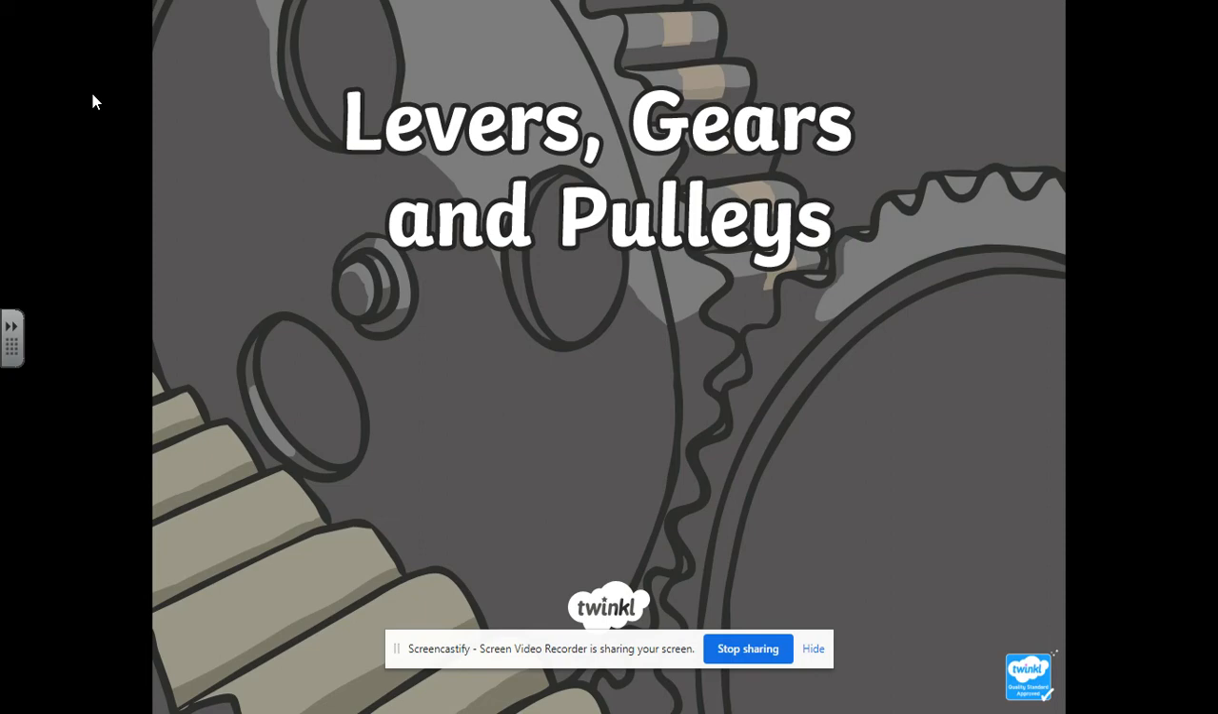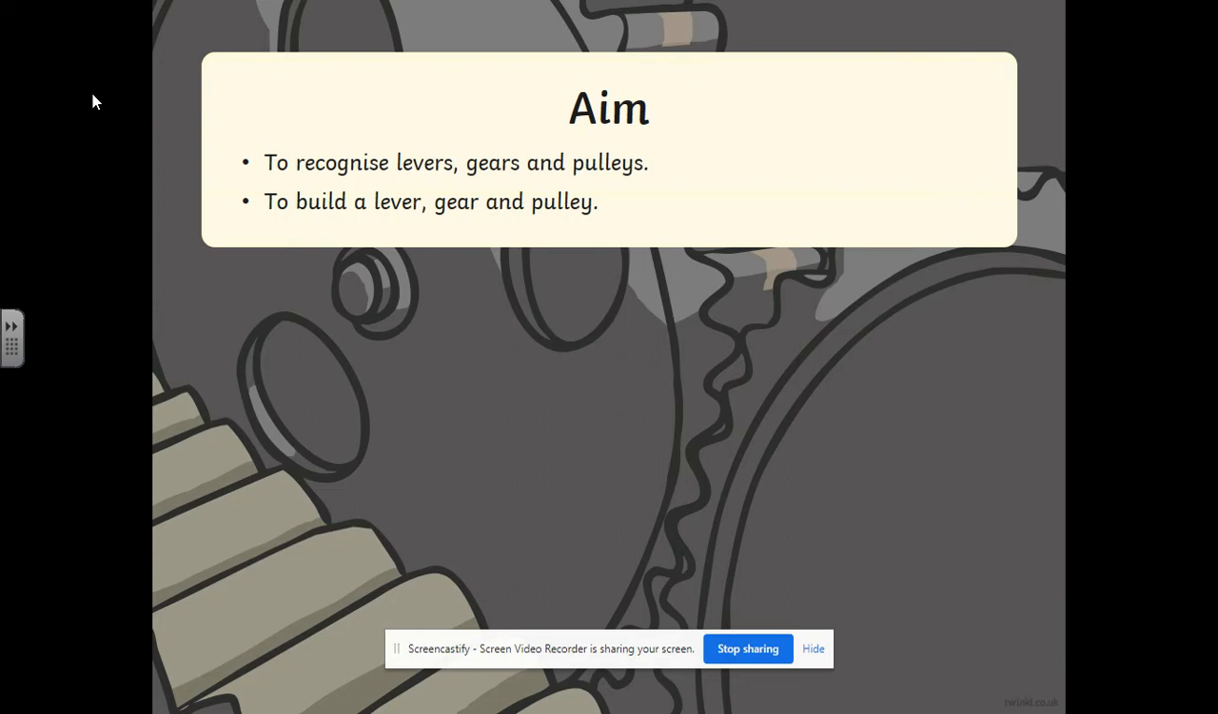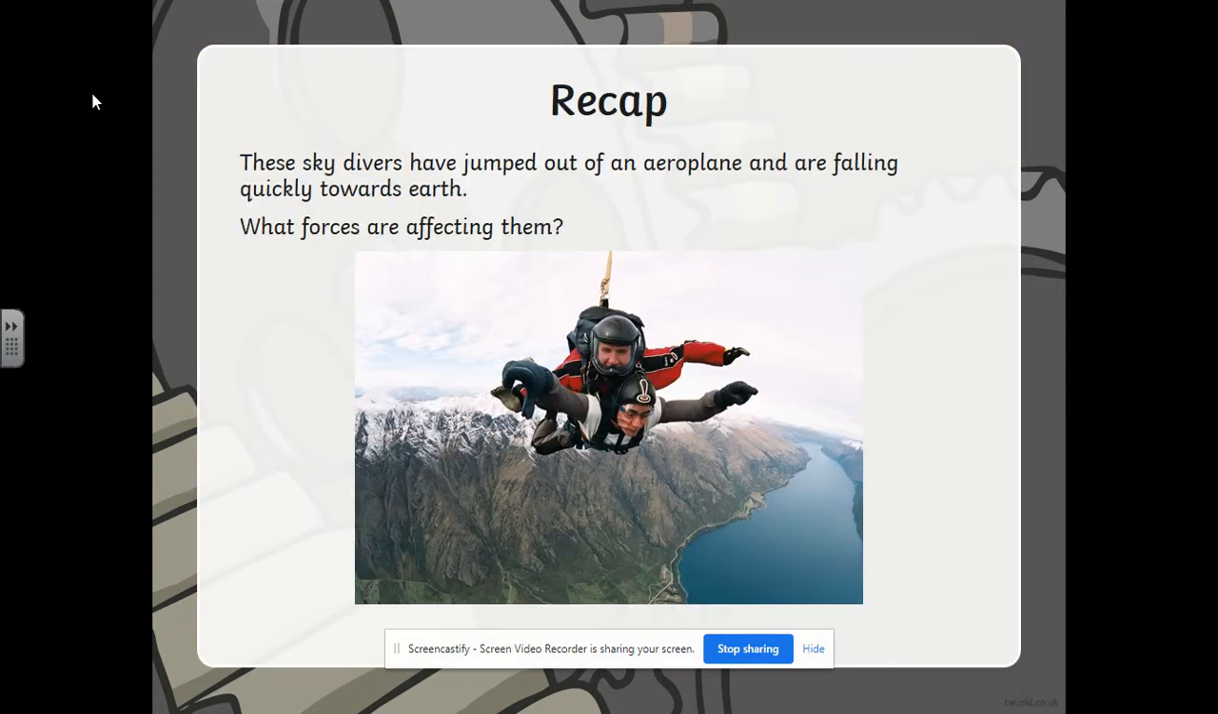Hi Year 5, now we're going to do our next lesson in science on levers, gears and pulleys. So the aim is to recognise levers, gears and pulleys and to build a lever, gear or pulley. What we're actually going to do is design one. And with us not being in school at the minute, I have put something in your pack where you can design a pulley system. So we'll talk about that later in the video.